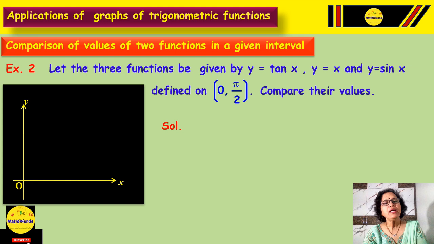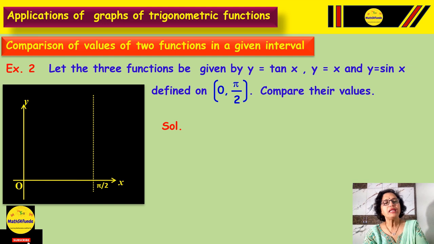Now I try to take three functions: y equal to tan x, y equal to x, and y equal to sin x. The idea would be similar to what we have just done, that we will be comparing these graphs, y equal to tan x, y equal to x, and y equal to sin x, and the interval I am still taking as 0 to pi by 2. Now, why 0 to pi by 2? This is just an example. You can study in other intervals also.